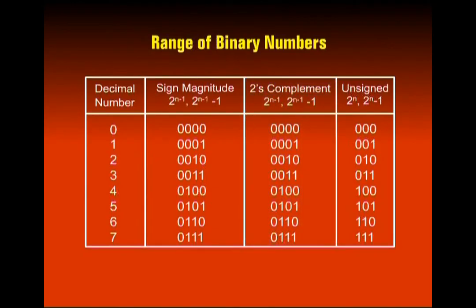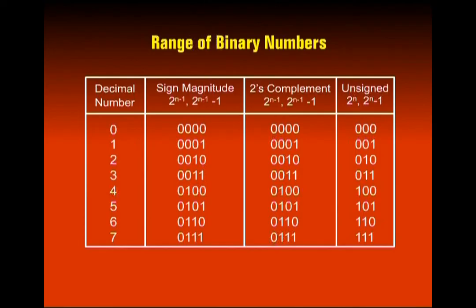Let's first consider the positive decimal numbers from 0 to 7. How would you represent these numbers using the unsigned representation? Well, what is the maximum value? It is 7. What is the range of numbers? Basically, you have 8 values starting from 0 to 7. How many bits do you require to represent these decimal numbers using unsigned representation? Well, the answer is 3.